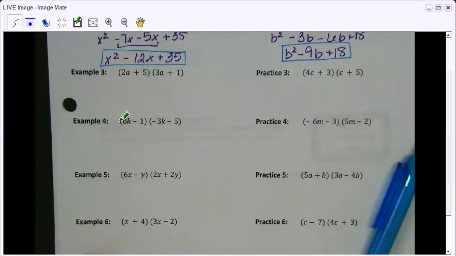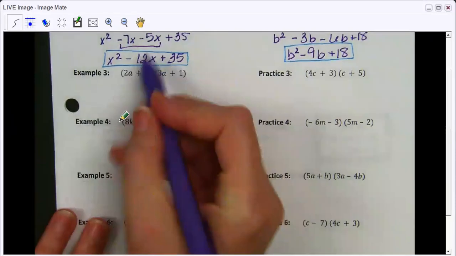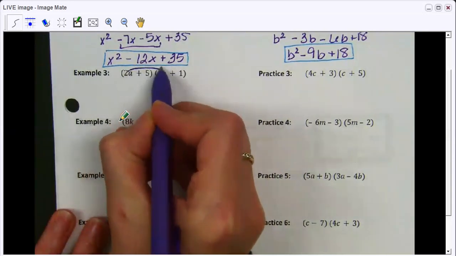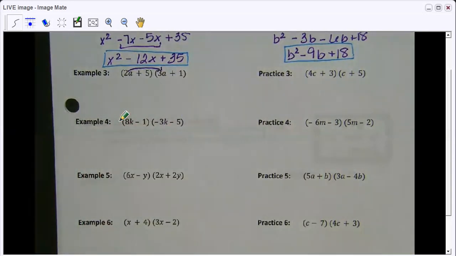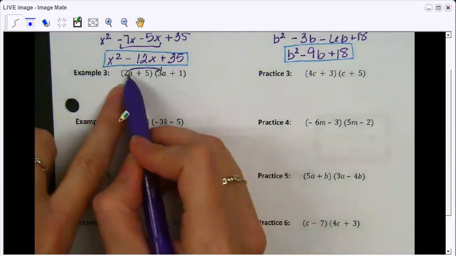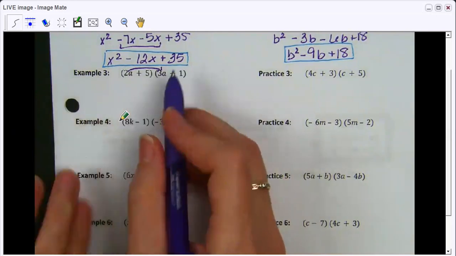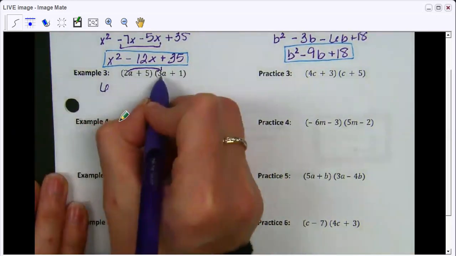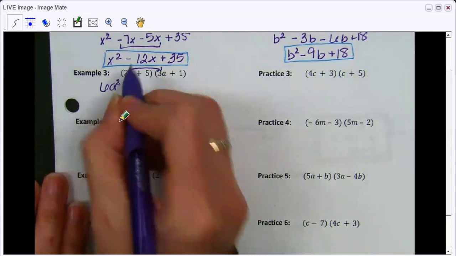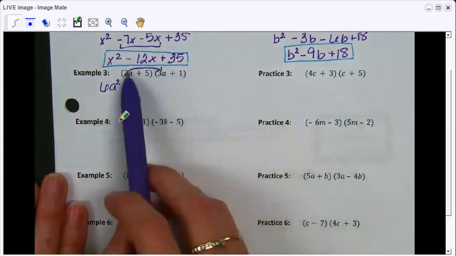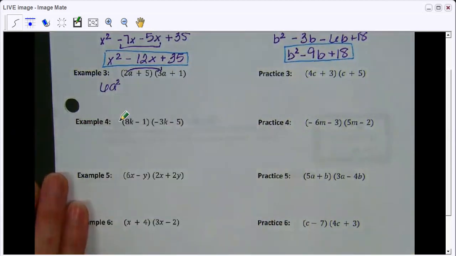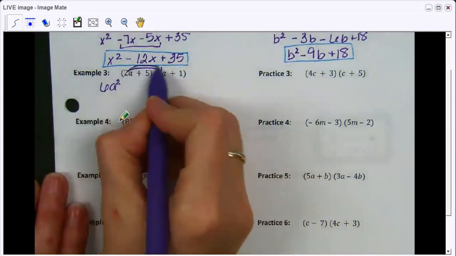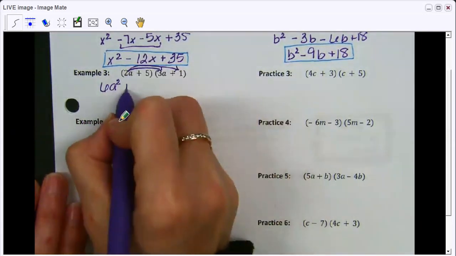Okay. So moving down to example 3, the coefficients are the only difference. So I want you to look at this really quick. When we multiply these first two terms together, and this is why we did lessons 3 and 4 first, so you knew how to do this, you're going to multiply 2 times 3, which is 6, and then a times a, which is a squared. And we keep going. Now we're going to do 2a times 1, which is just 2a.